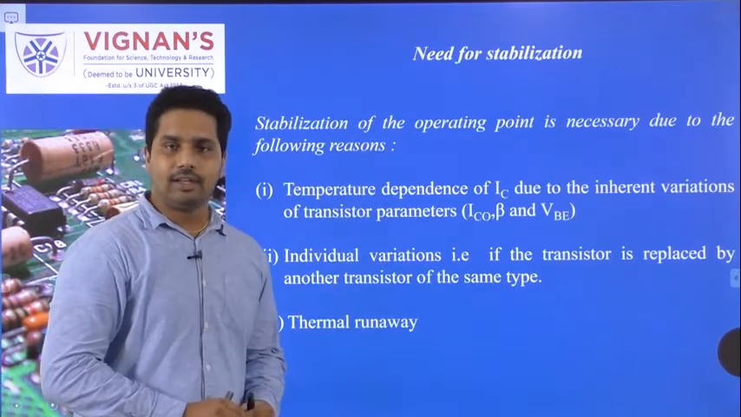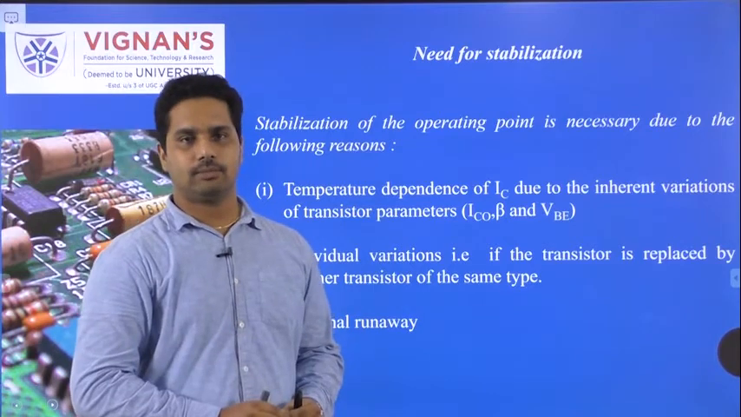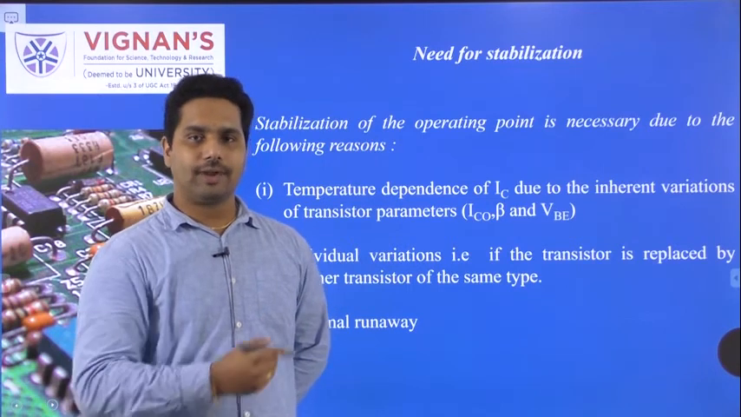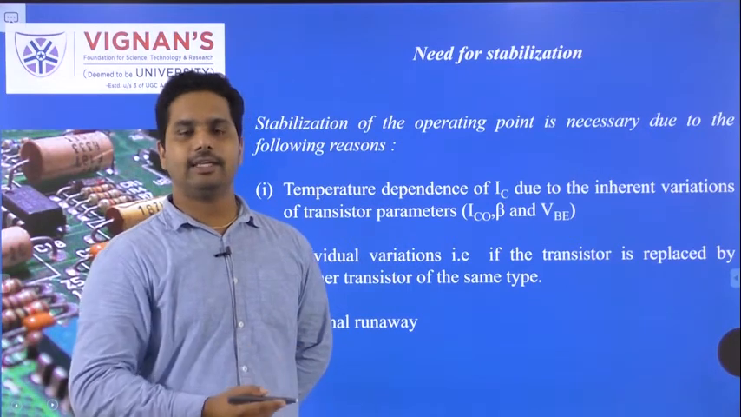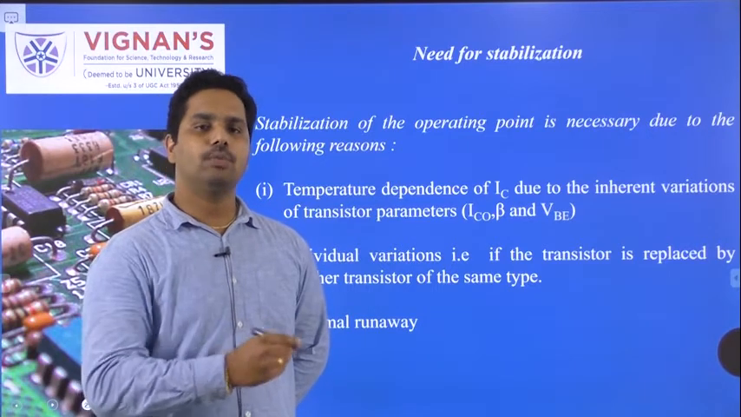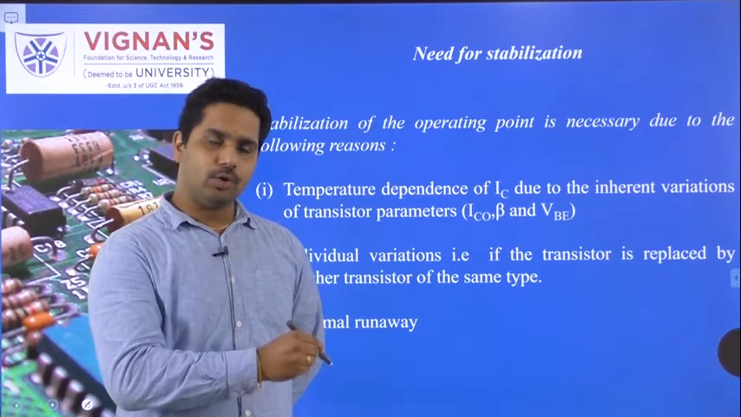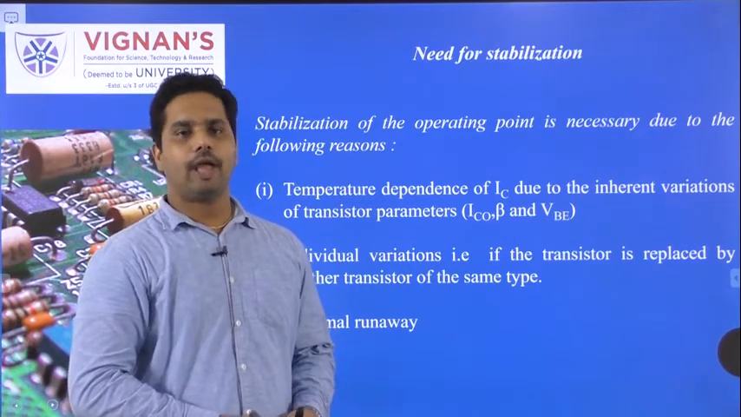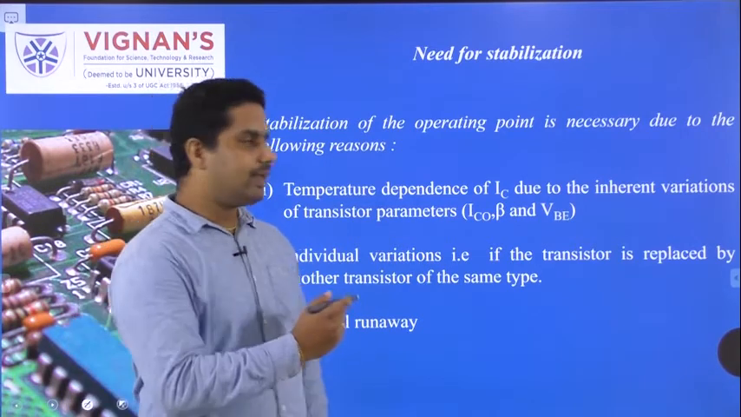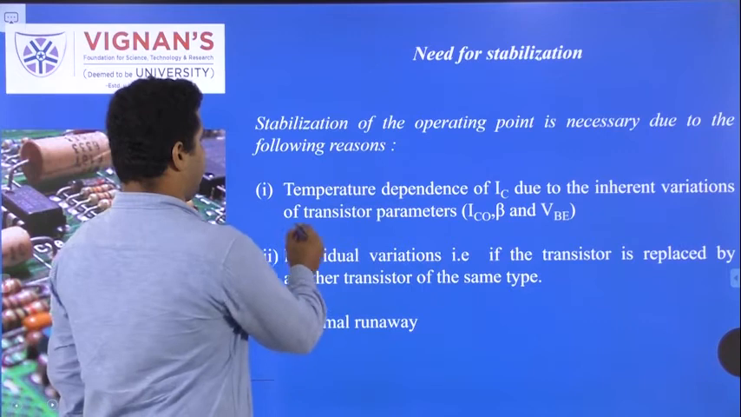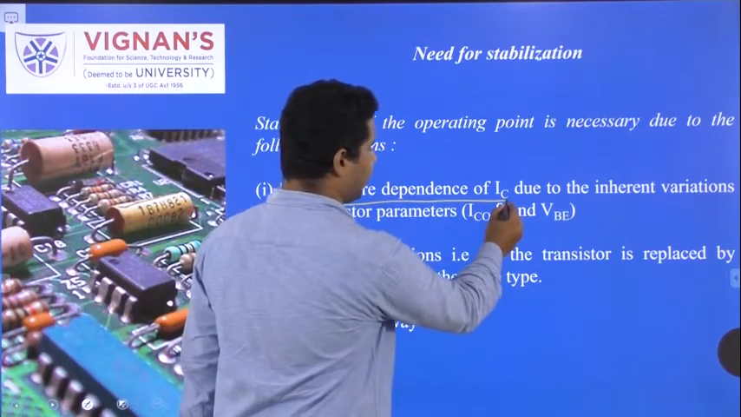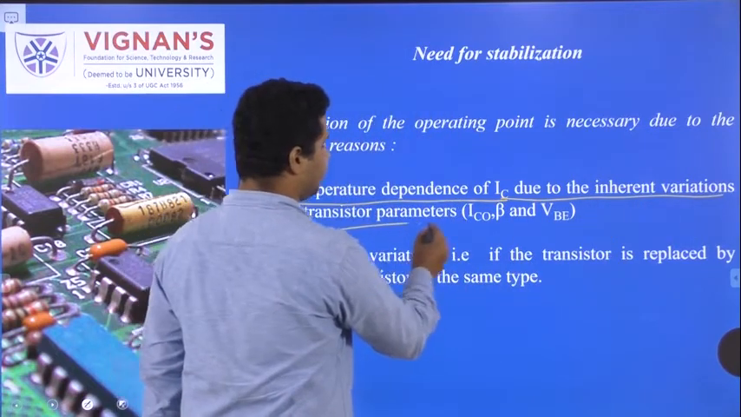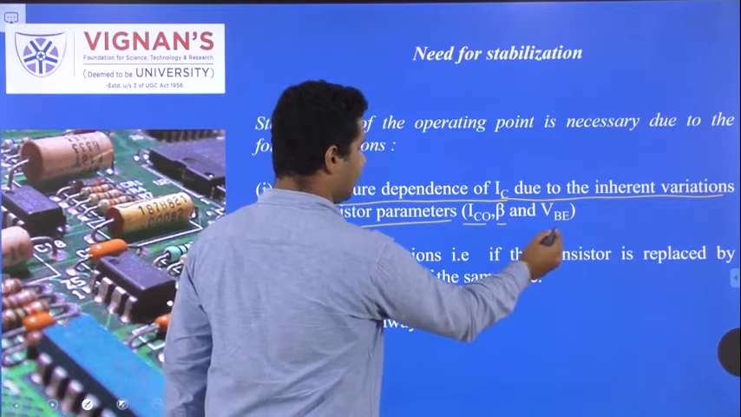And then we will see some details about what is the need of this stabilization. Because of temperature changes or because of the transistor parameters such as beta, leakage current or VBE voltage, the Q point is getting changed. If the desired Q point is getting changed, what will happen? Again, distorted output will come or the amplification won't happen properly. So we will see in detail the temperature dependence of collector current IC due to the inherent variations of transistor parameters such as ICO, beta and VBE.